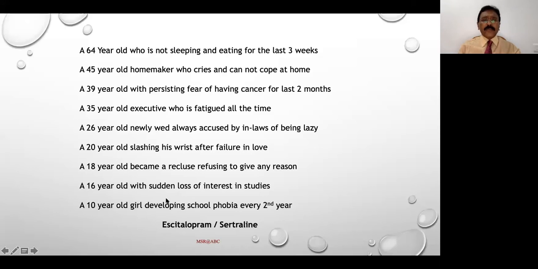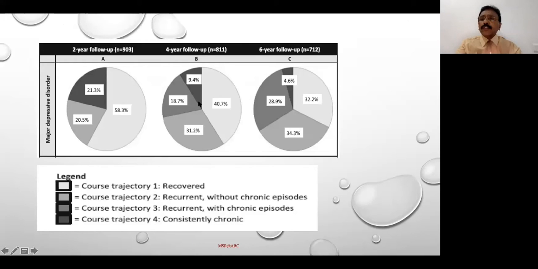Right, escitalopram, sertraline, the two drugs. I think I showed you this one before. Again, I am repeating this, for only one reason. Do you believe this slide? I think last time also I asked the same thing. Simple major depressive disorder. Let's forget about 2 years, 3 years, 4 years, 6 years.